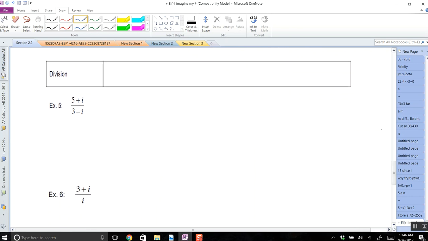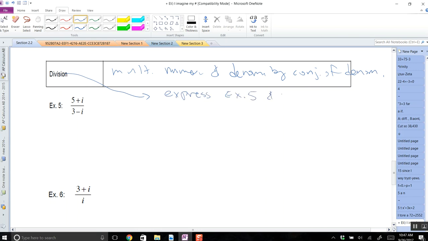So now we'll use it for division. What you want to do is multiply numerator and denominator by the conjugate of the denominator. Very important. Because what we're trying to do here is express examples 5 and 6 in standard form. Remember, standard form is a plus bi. You just want a real number plus an imaginary number.